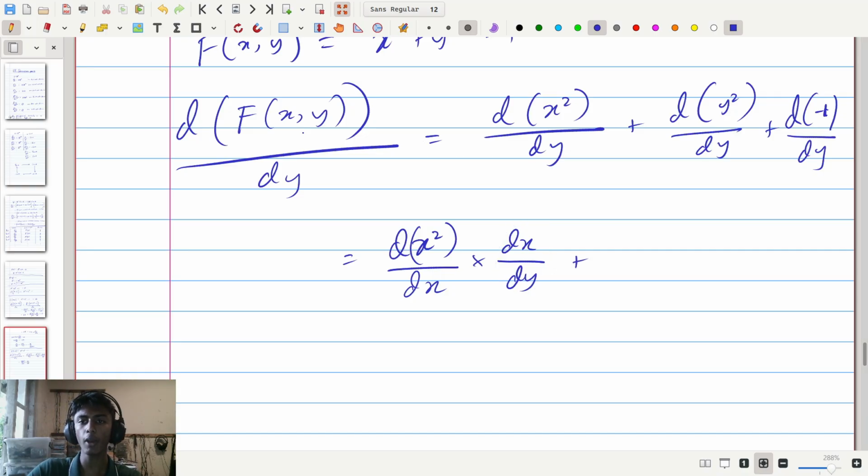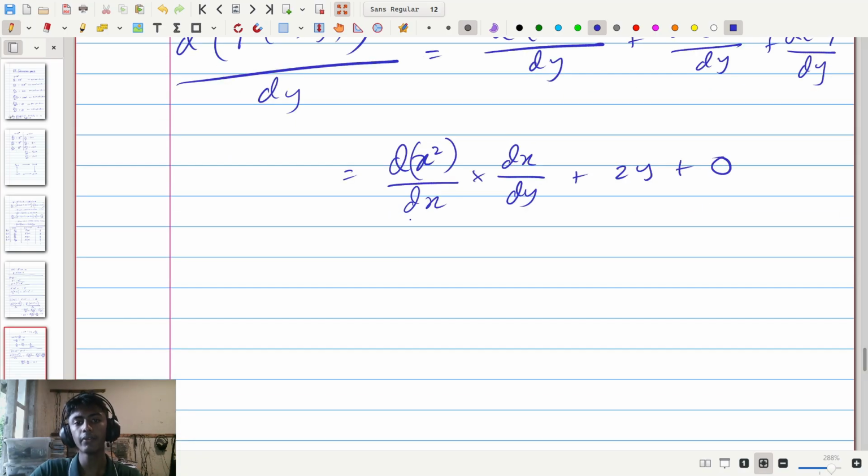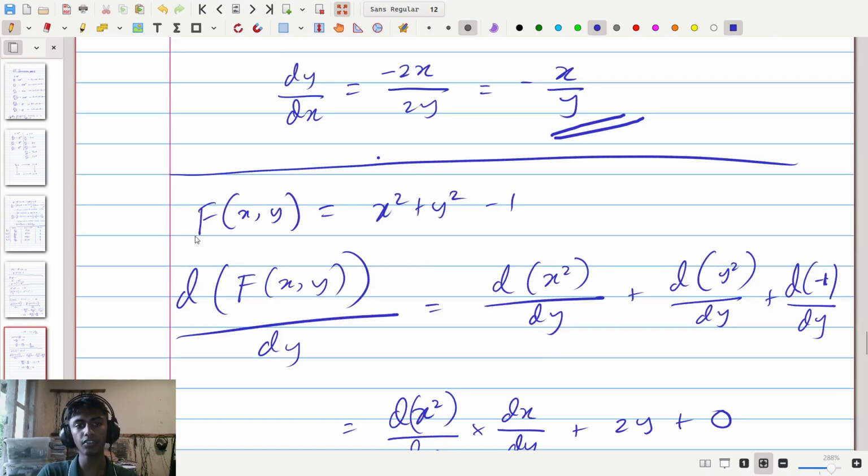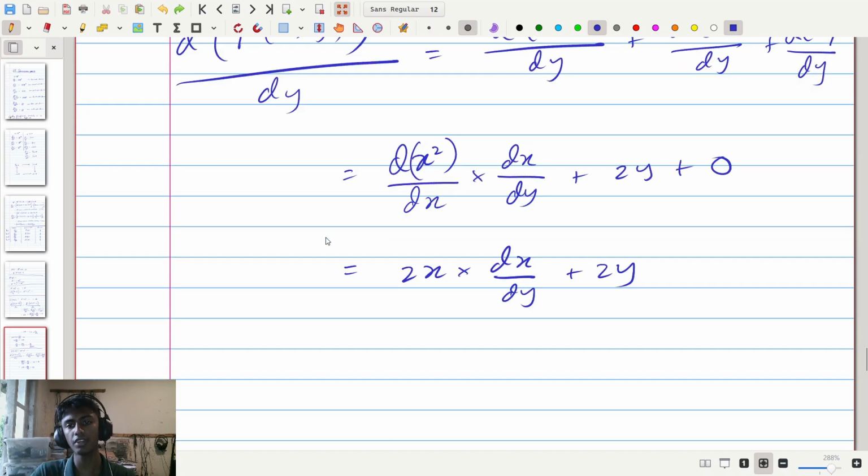And then here we have plus d of y squared with respect to y, which is 2y, and the derivative of negative 1 with respect to y is 0. And then over here, this is equal to 2x times dx by dy plus 2y. Now, since we had that this function f of x, y is equal to 0, its derivative must also be equal to 0. This is also equal to 0, meaning that we have 2x dx by dy is equal to, taking this to the other side, negative 2y.